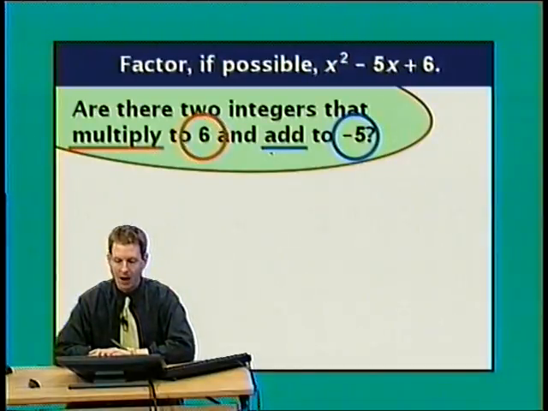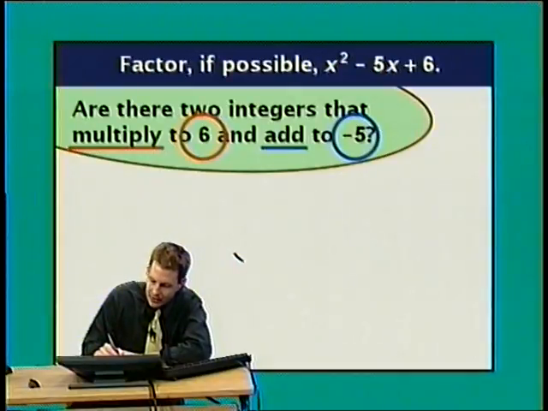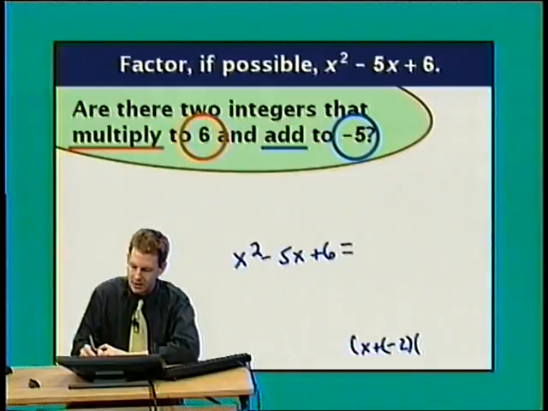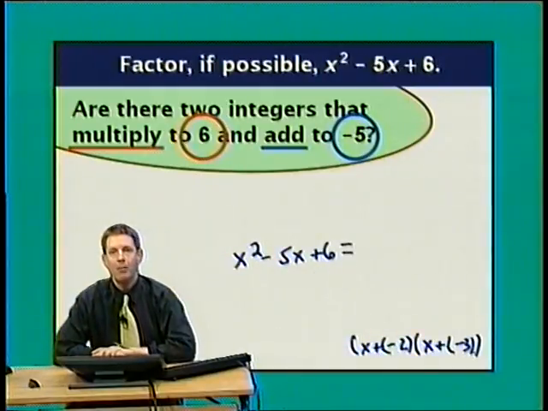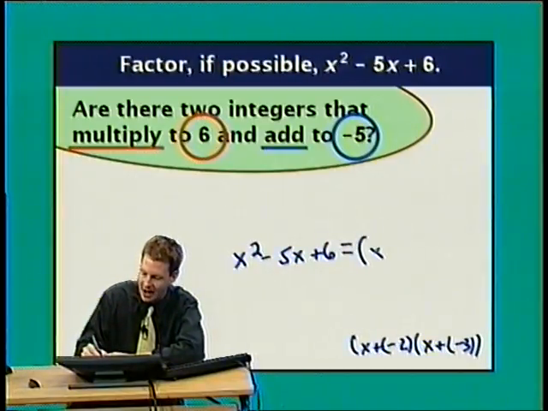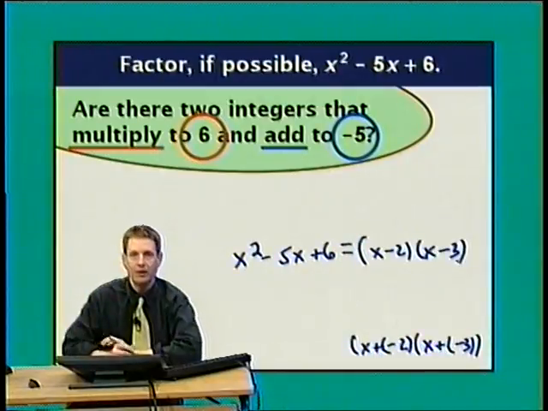Well, let's start thinking about pairs of negative integers that multiply to 6. There's only two pairs, negative 1 and negative 6, and negative 2 and negative 3. Which one of those pairs of numbers add to negative 5? It's negative 2 and negative 3. So the numbers that I'm looking for are negative 2 and negative 3. Using our pattern then, x squared minus 5x plus 6 equals x plus negative 2 times x plus negative 3. But we generally don't write addition of negative numbers. We generally write addition of negative numbers as subtraction of positive numbers. So I'm going to write my two factors as x minus 2 times x minus 3.